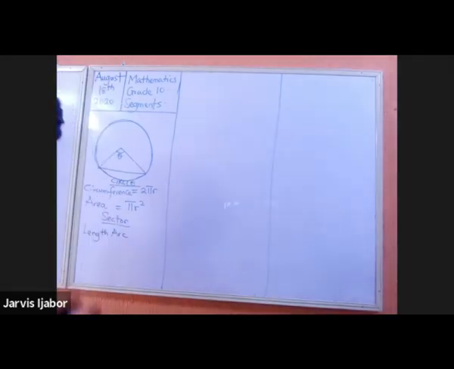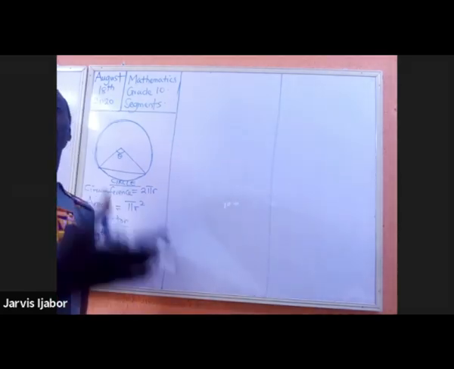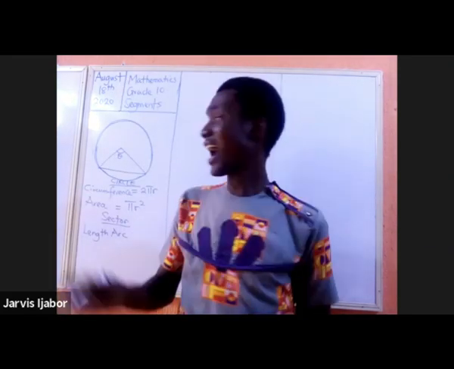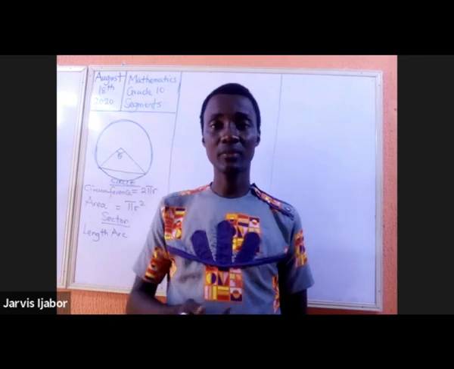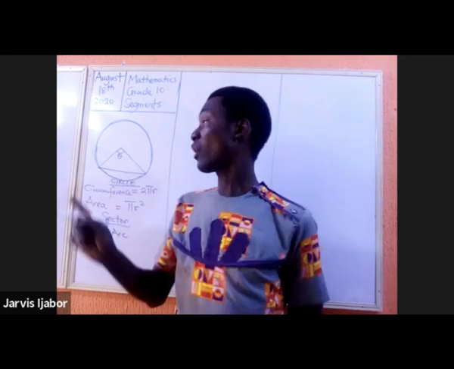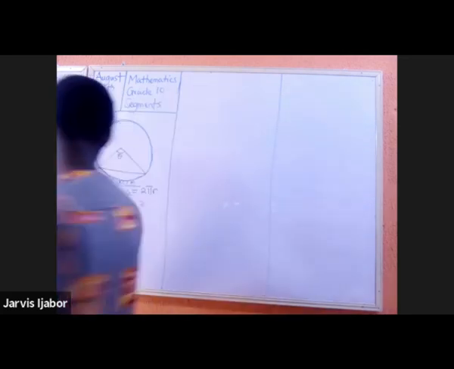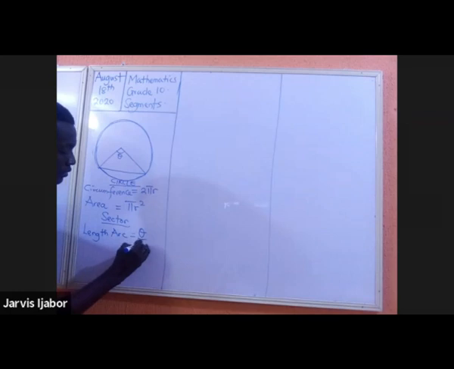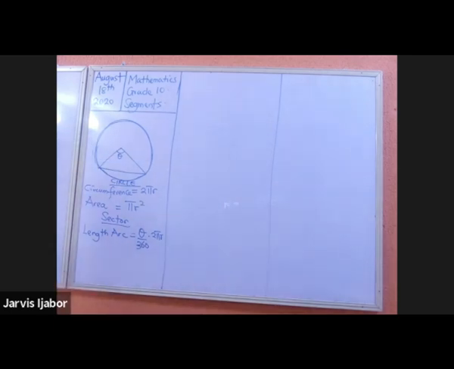So how do I know that the sector or the arc I'm dealing with is minor? It is minor if the angle at the center is less than 180. It is major if the angle at the center is greater than what? 180. All right. So the length of arc is a portion of the circumference.